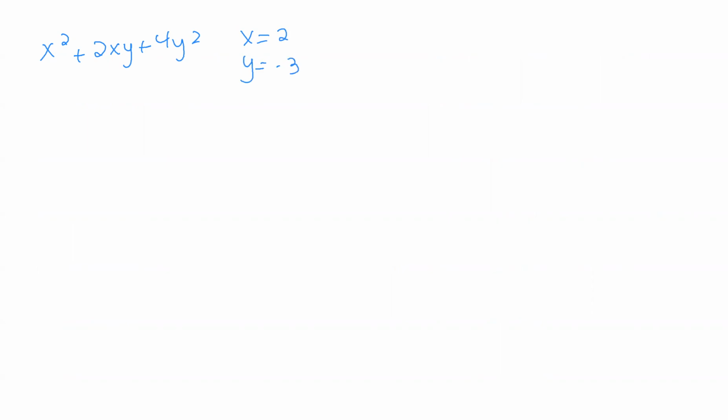And you do just like you did in the previous example. So use parentheses when you replace the variables. So I get 2 squared plus 2 times -3 plus 4 times -3 squared. Let's go ahead and deal with our exponents. So 2 squared is 4.